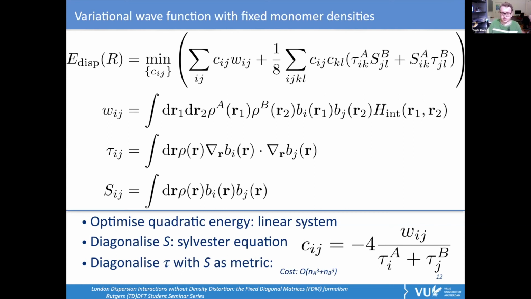Now, because you're doing a generalized eigenvalue problem, this means that the cost is cubic in the number of dispersals of both systems. And this is the most expensive step. Everything after is cheaper than that.